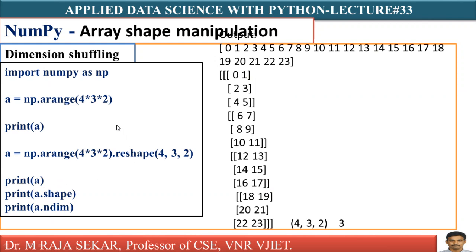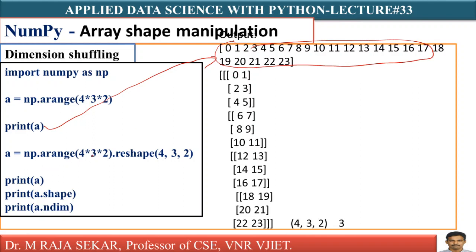What is this dimensional shuffling? What does it mean? np.arange(4*3*2*1): 4 into 3 into 2 into 1, 4 threes are 12, 12 twos are 24, isn't it? Range of 24 means it will create, print A. Print A means internally what happens? An array will be created from 0 to 23.